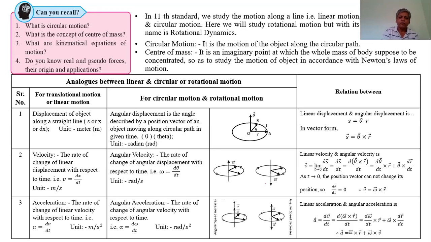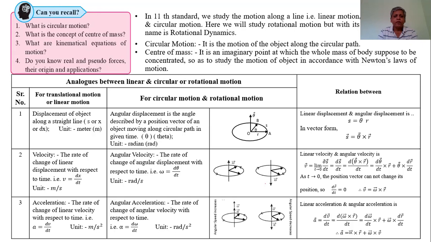In linear motion, we have displacement, velocity, and acceleration, and in circular or rotational motion, the displacement is angular displacement, velocity is angular velocity, and acceleration is angular acceleration. That means angular displacement, angular velocity, and angular acceleration are analogous to the linear displacement, velocity, and acceleration in linear or translational motion respectively. These are the three points, and their relations are given in the last column.